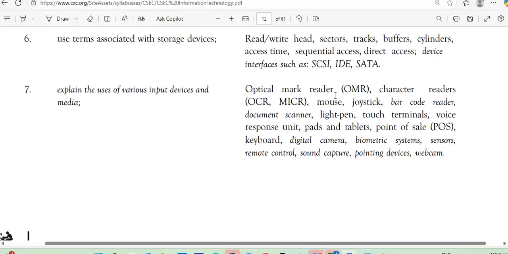One more, the light pen. A light pen is a pointing device that uses a light-sensitive sensor to detect movement on a screen. It was popular in the earlier days of computing, but has largely been replaced by other pointing devices like touch screens. All right, the rest of them, guys, you can do your own research.